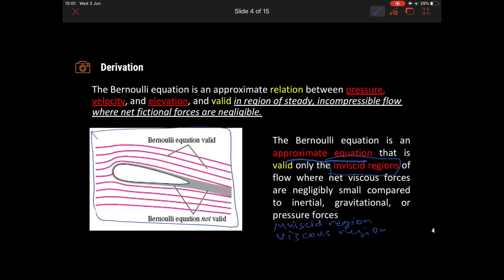In this figure, you see the airflow is flowing above the surface of the airfoil. Whenever the airflow passes over the surface of the airfoil, you will see two different colors of streamlines. The streamlines colored by pink velocity vector are considered inviscid region, whereas the streamlines colored by the gray velocity vector close to the wall are viscous region. As I mentioned earlier, Bernoulli equation is an approximate equation that is valid only in the inviscid region.